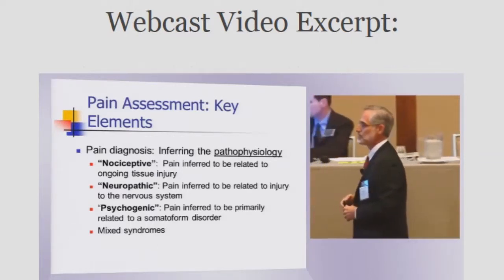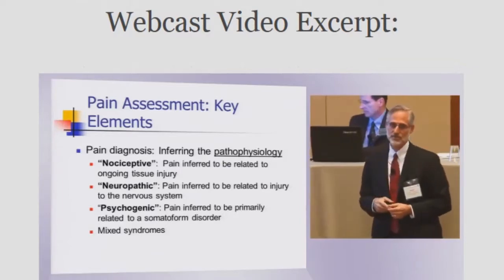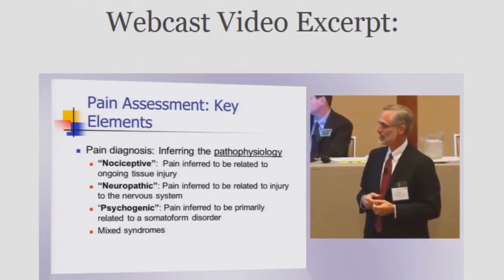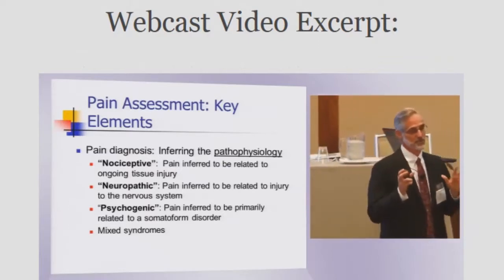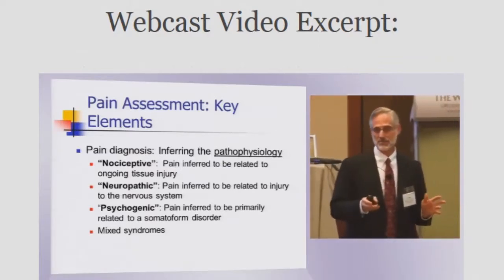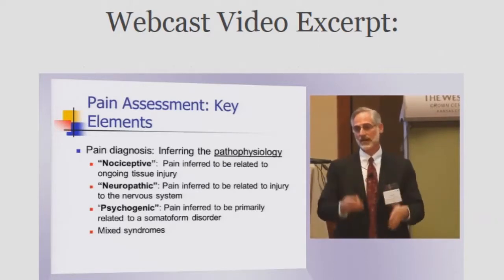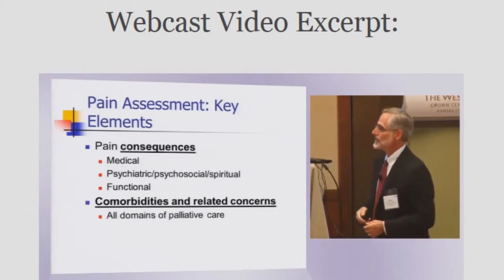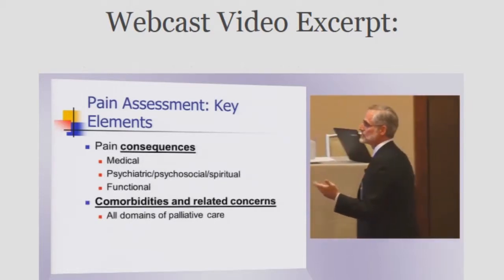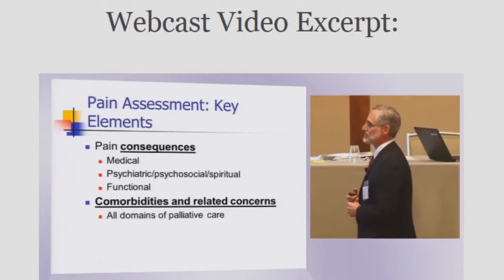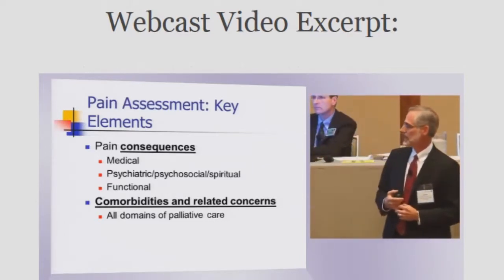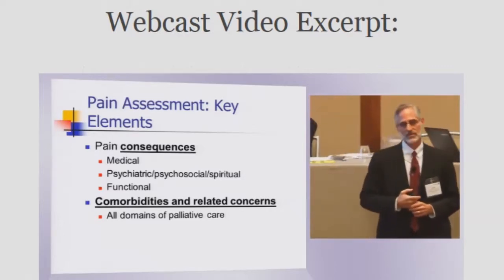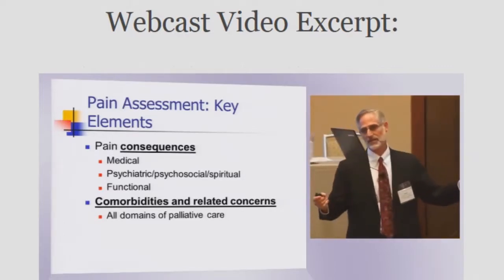Psychogenic pain is pain inferred to be primarily related to a somatoform disorder, it's a psychiatric diagnosis, and that is much less common. That's probably even rare in populations with serious medical illness. However, psychological factors driving the pain complaint, as I mentioned before, is not rare. Pain consequences include medical, psychiatric, psychosocial, and spiritual consequences and consequences on the functioning of the patient. And the comorbidities and related concerns refer to all the domains of palliative care.